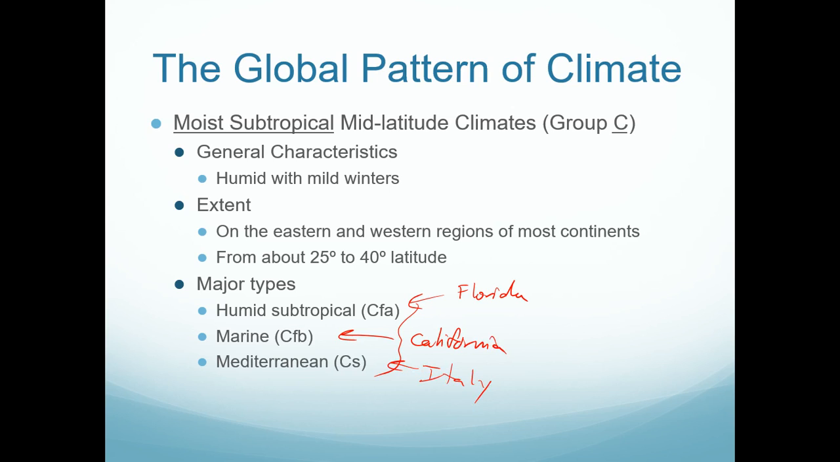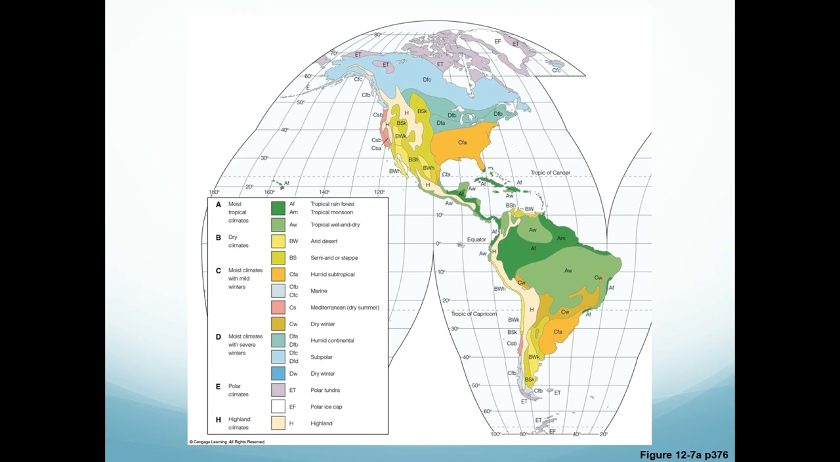So that's what we're looking at. Let's take a look at the map. So here we are. We've got our modified Köppen system map, and you see here the CFA is our humid subtropical that we just talked about, and most of the eastern United States is in this climate subgroup. But if you look on the west coast, we have a lot of CSAs and CSBs.